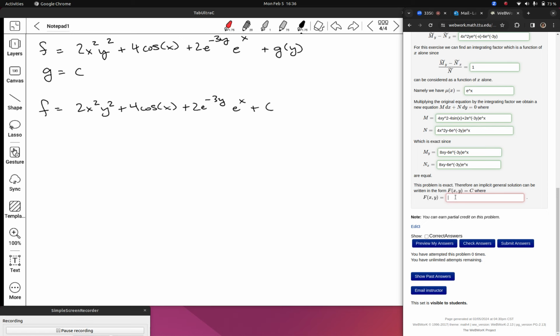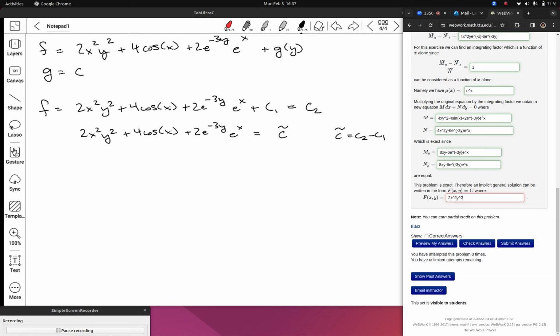And I'm going to set that equal to some constant. I'll call this one c1, this one c2. But altogether, it's just going to be some random constant on the right side. So I'll have 2x squared y squared plus 4 cosine of x plus 2e to minus 3y e to x equal to some c tilde, where c tilde is c2 minus c1, but we just lump them all together whenever we do this kind of problem.